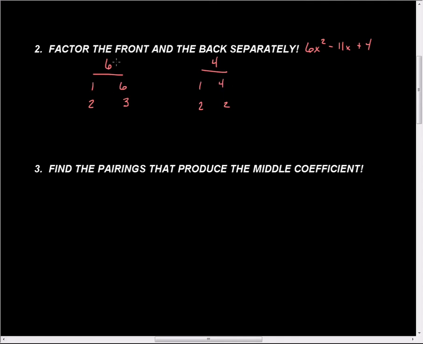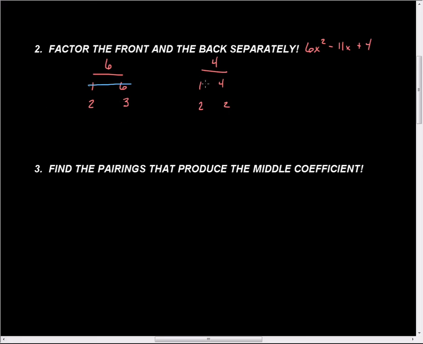Now that I've checked 1 and 6 with 1 and 4, I'm going to stick with 1 and 6, and I'm going to go to 2 and 2 on the 4. So I'm going to say 1 and 2 is 2, and then 6 and 2 is 12, and I'm going to add them together to give 14, and that is not 11. Now, because the factors here of 4 are the same, just simply reversing the order is going to give me the same answer. So in other words, I have looked at all the possibilities of 1 and 6 and nothing works. So I'm going to go ahead and cross those out now because I can't use them.